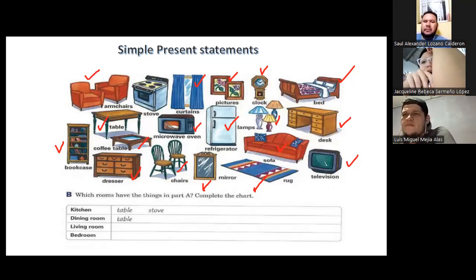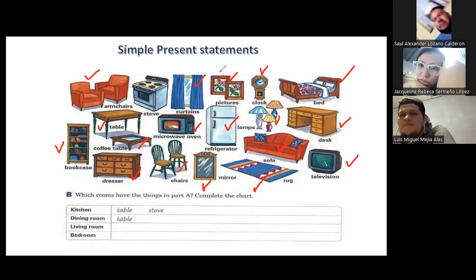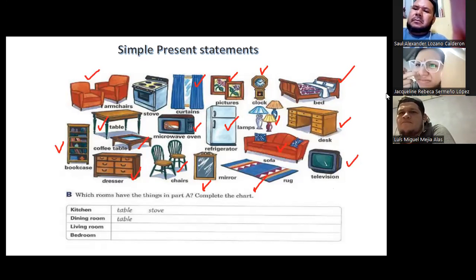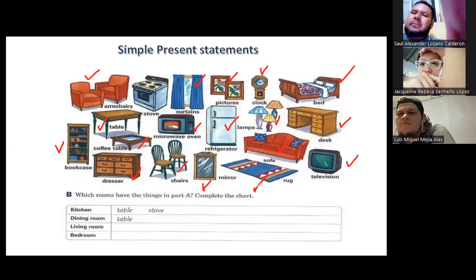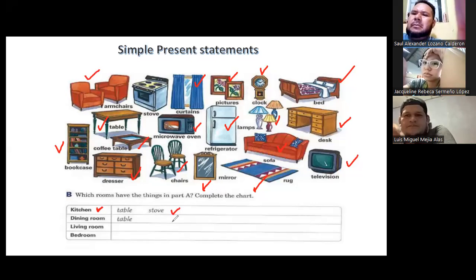Look at the chat, so the word is furniture. Because we're talking about things that most of the time we have at home, right? Look at that. So we can check this one. And what we had to do is which rooms have the things in part A and complete the chart. For example, ¿qué cosas van, por ejemplo, en la cocina? Ahí vemos unos ejemplos. Usted va a rank and also separate the words according to the room.